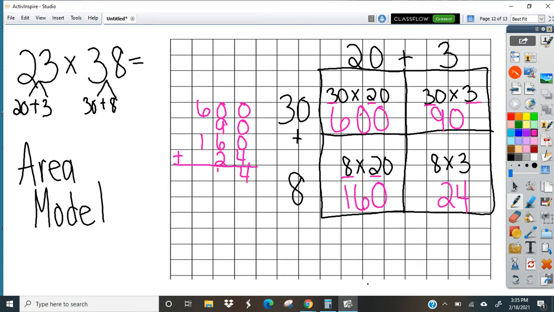9 plus 2, carry 1, and 80. So your answer is 874. So that's the area model.